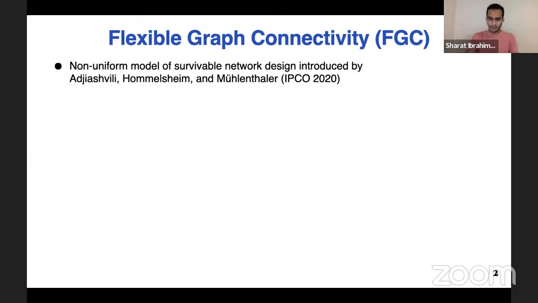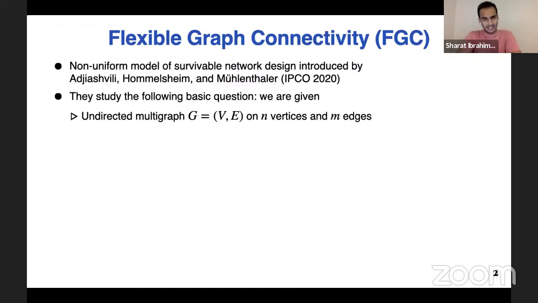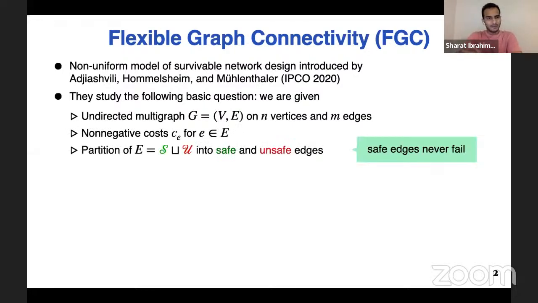So what is flexible graph connectivity? It is a non-uniform model of survivable network design introduced by Adjiashvili, Hommelsheim, and Mühlenthaler just last year. In an instance of FGC, we are given an undirected multigraph G on n vertices and m edges. Edges have non-negative cost, and we have a partition of the edge set into two parts, safe edges and unsafe edges. A property of safe edges is that they never fail.